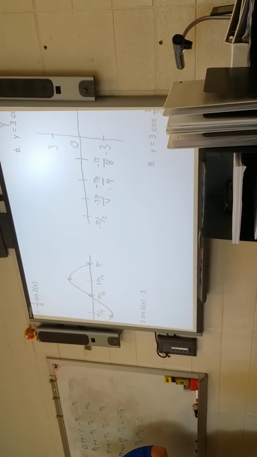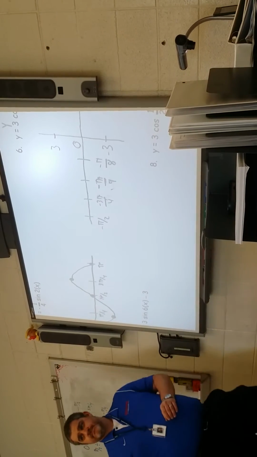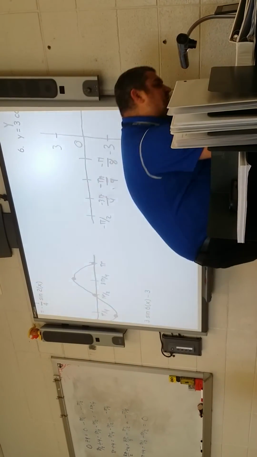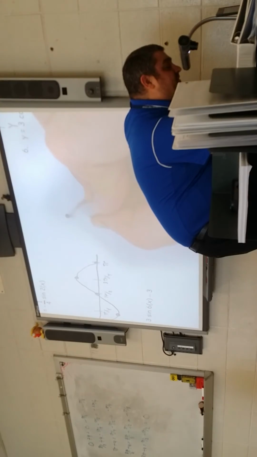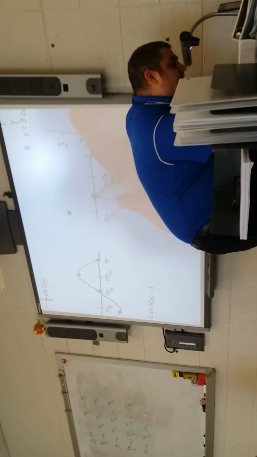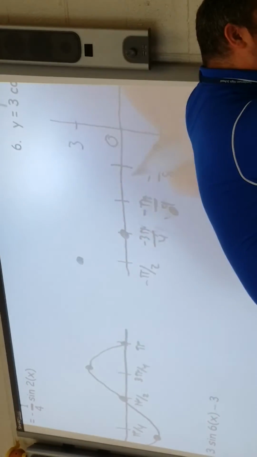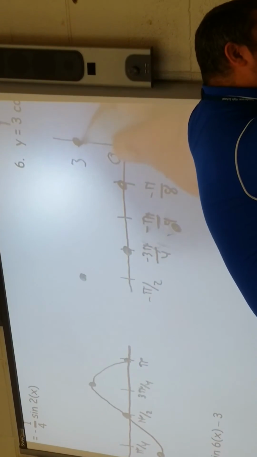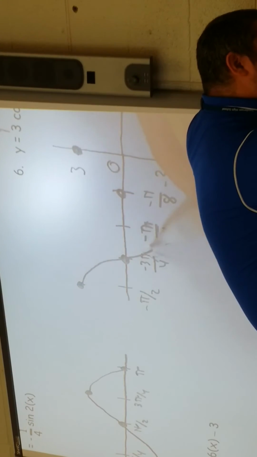It's cosine. Does cosine start at top, middle, or bottom? Top. Starts at the top. My top number is 3, so the very first one's at 3, then the middle, then the bottom, then the middle, then the top at 0.